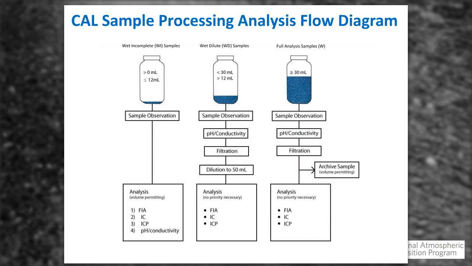The middle column, when you have a little bit more volume, we dilute the sample down so we can do a full analysis as well as filter the sample. And then to the right, we can do a full analysis on anything over 30 milliliters. But the bottom line message is, let us worry about the volume. If there's anything in that bucket, pour it in the bottle, and we'll make the decision of how it's processed. So please, if there's anything in the bucket, pour it and ship it to us. And I can't emphasize that enough.